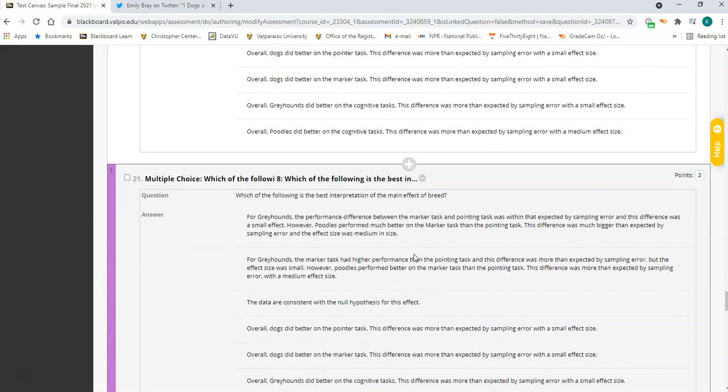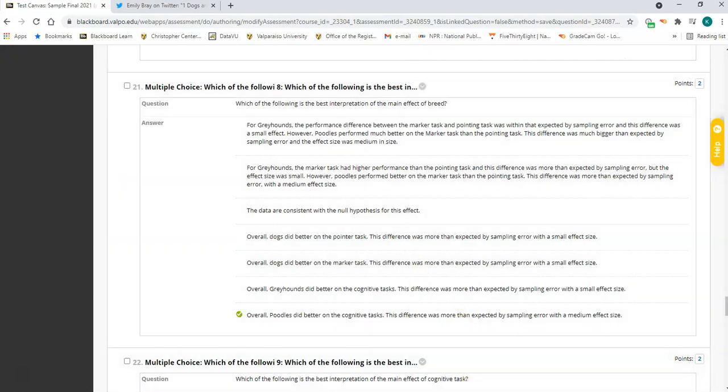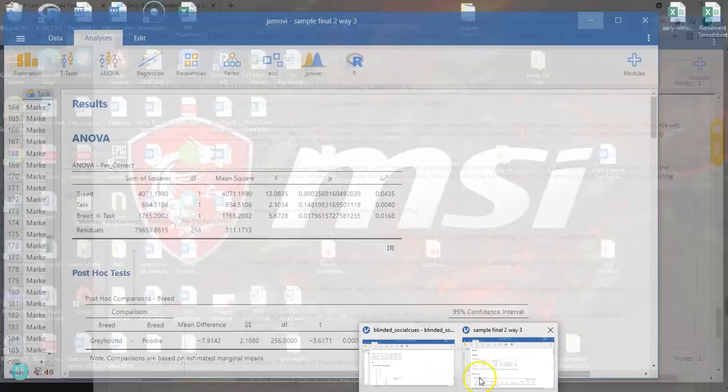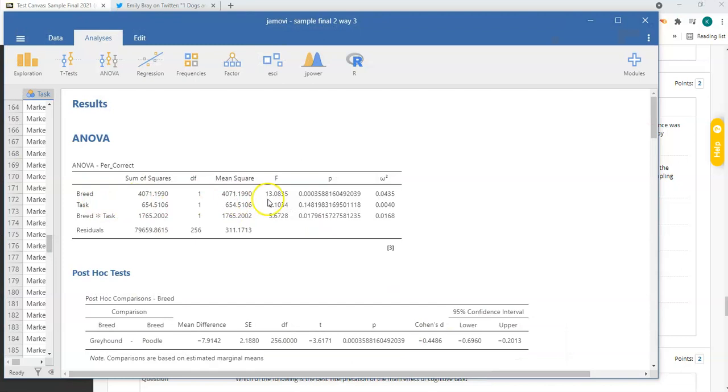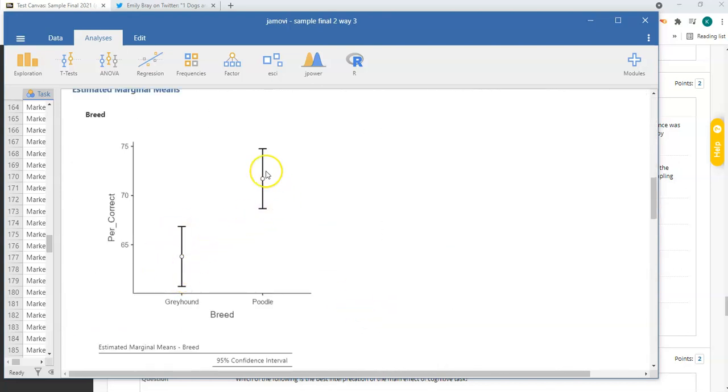Okay, so next question. Which of the following is the best interpretation of the main effect of breed? Okay, so let's go look at that. Main effect of breed. This one's the compelling one. So you might want, and again, we want to go down and look for the main effect of breed. So it looks like overall, poodles are doing better on the tasks. Overall, on both tasks, we're collapsing across tasks. Poodles did better than greyhounds.